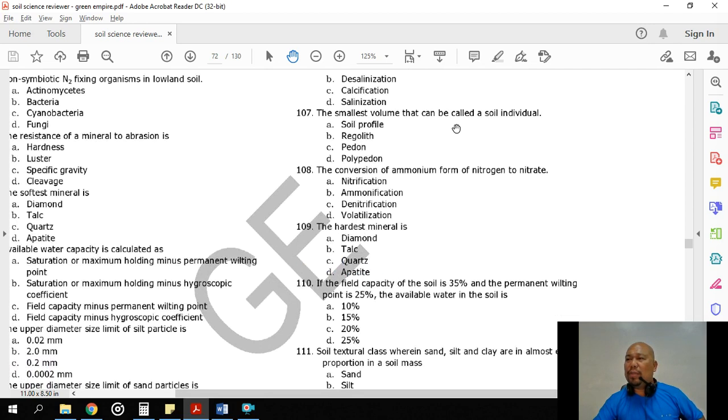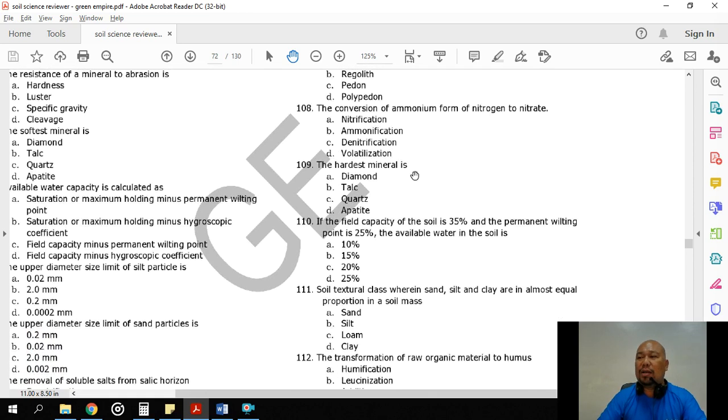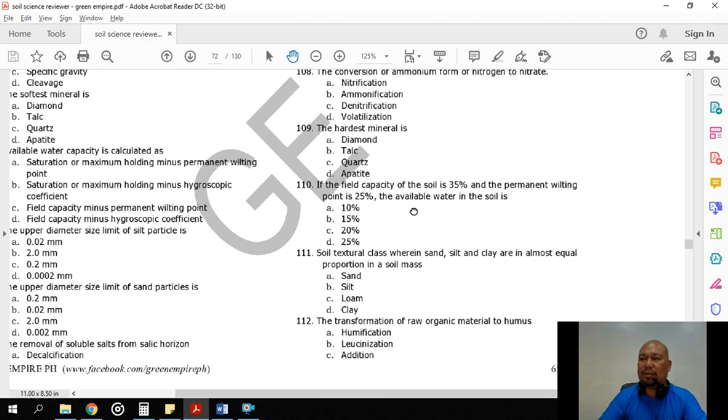107. The smallest volume that can be called a soil individual. The correct answer there is a pedon. A pedon is like a hypothetical three-dimensional cut of soil wherein all of its characteristics can be observed. So we call that a pedon, the smallest unit of a soil. Conversion of the ammonium form of nitrogen to nitrate. That's nitrification, I think. I'm not sure either. Hardest mineral, number 9. Let's just go there. It's diamond. Quartz, apatite, no.